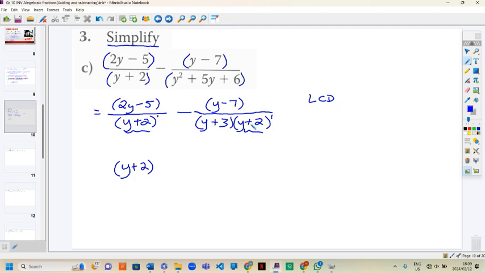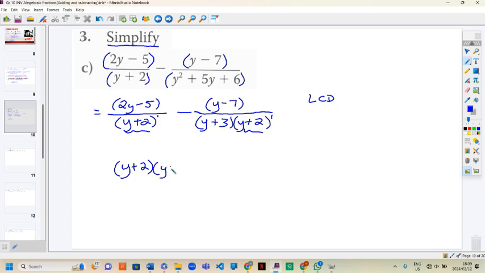But now what's left over other than y plus 2s? Anything else that's left underneath there? Good, I've got a y plus 3. Can you see that? Everything else is y plus 2, but there's still a y plus 3 here. So that's what's left over. Anything left over, I'm going to be greedy. I'm going to take it down with me.